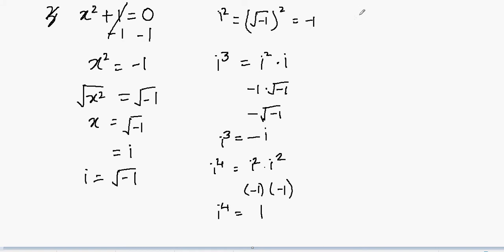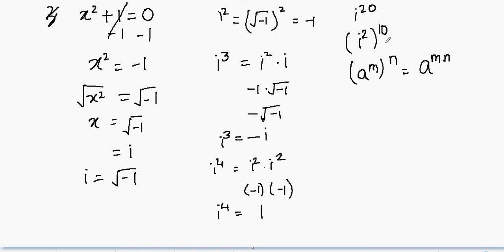So let's say I ask you to find the value of i to the power 20. What you do is take the help of the values which we already know and find the value of i to the power 20. So we can write this as i squared, the whole raised to the power 10, because of the law of exponents: when a to the power m, the whole raised to the power n, is equal to a to the power m times n. You just multiply the powers.